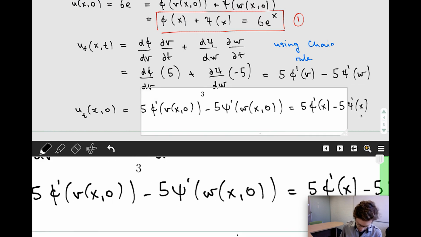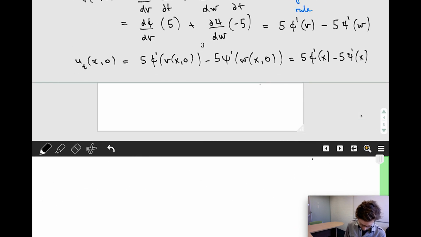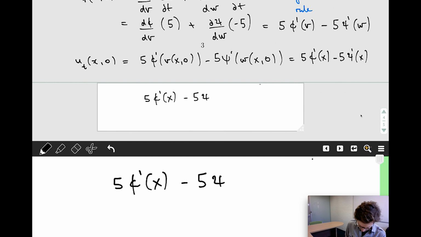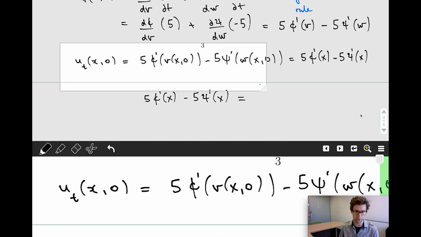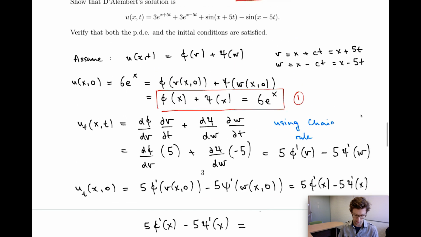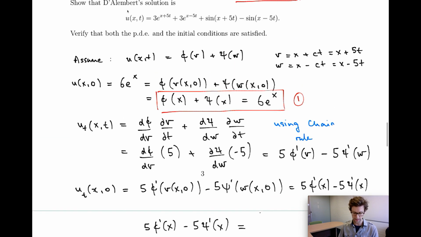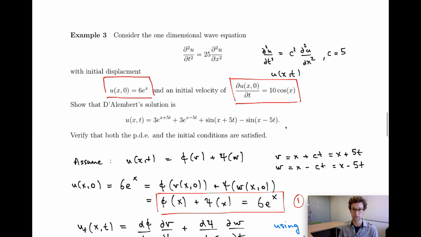So I've gotten here another equation for phi and psi, specifically an equation for their derivatives. This is equal to the partial derivative of u with respect to t at t is equal to 0. It's equal to this initial condition, and that's given to us here. It's equal to 10 cosine x.